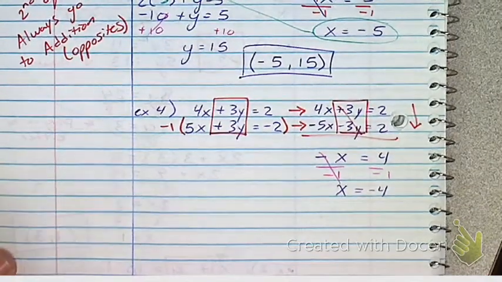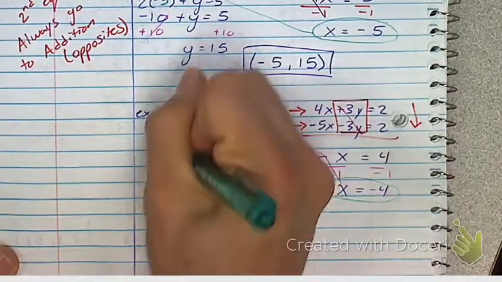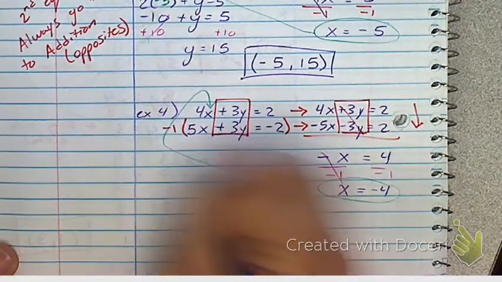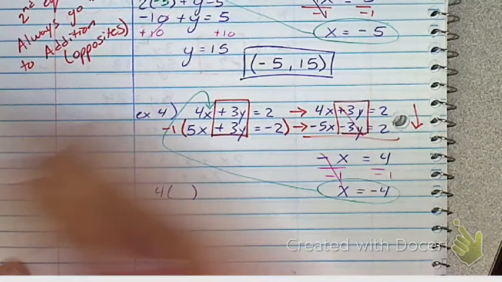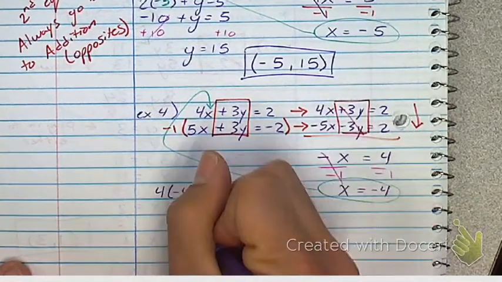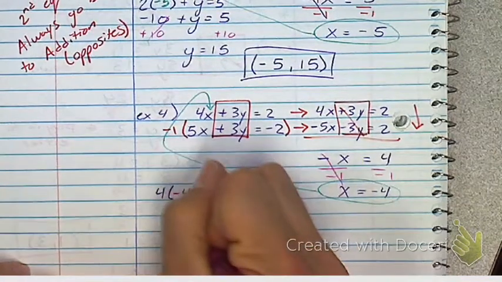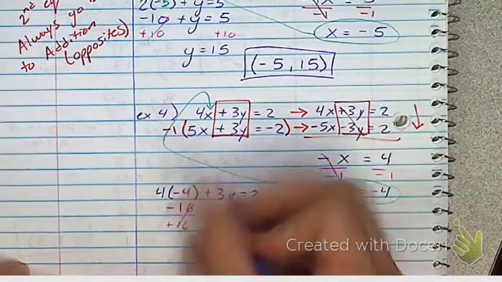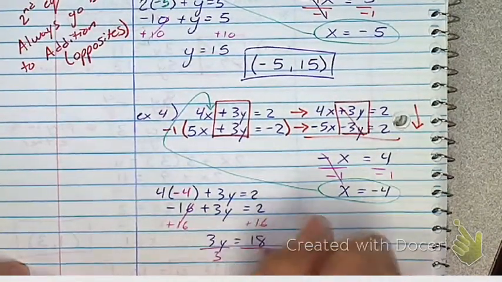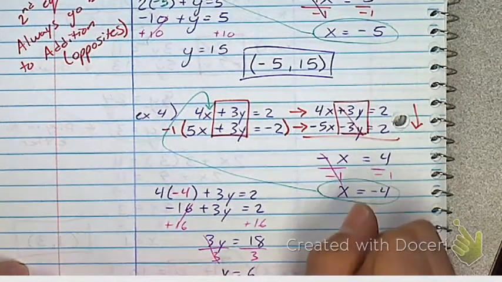Am I done? No, you circle, you plug back in. Which one do you want to plug it into? The top. Top works. You get 4 times a negative 4 plus 3y equals 2. Negative 16 plus 3y equals 2. And you add 16. 3y equals 18. Then I divide by 3. My solution is negative 4, 6.